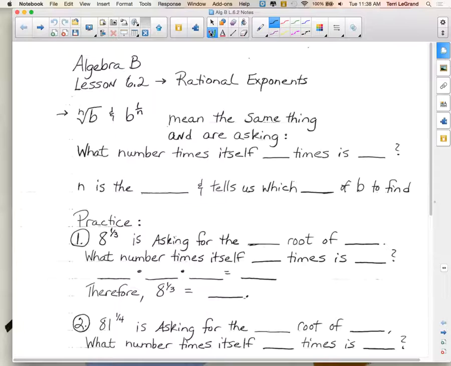Larger or smaller? If the base was greater than 1 and we took it to a negative power, did it get smaller or larger? Smaller. It got smaller, didn't it?